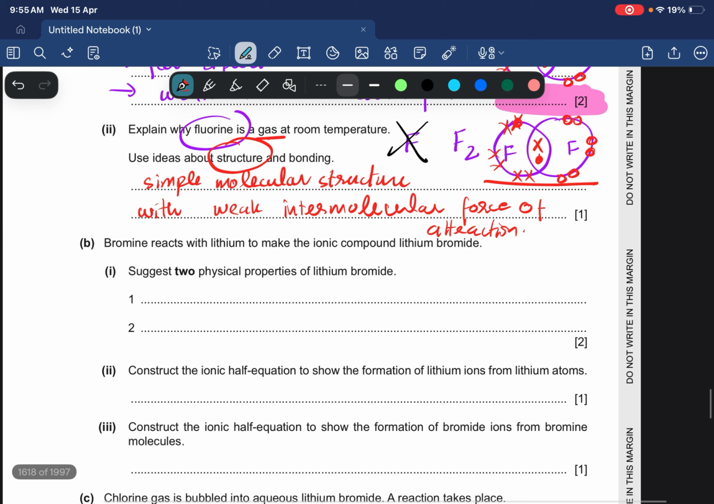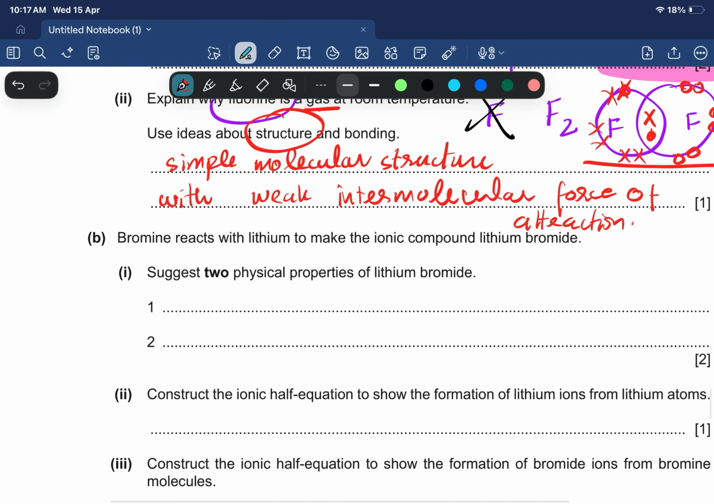bromine reacts with lithium to make an ionic compound lithium bromide. Suggest two physical properties of lithium bromide. So basically they're asking about the physical properties of an ionic compound.